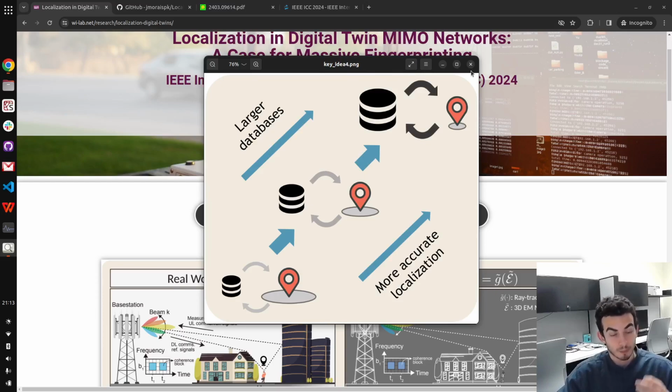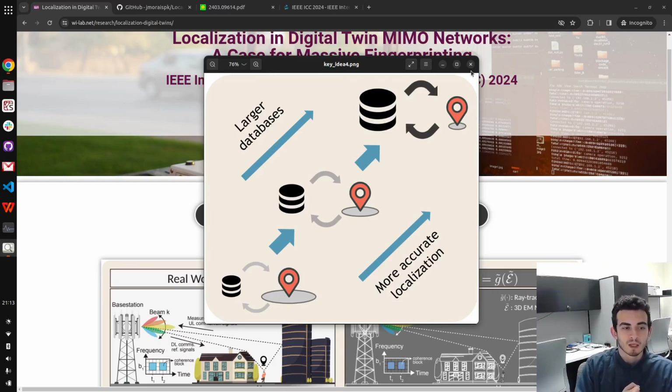Now, the problem is increasing a database is very hard for fingerprinting because it requires going outside and performing measurements, especially if you want a large database. You have to perform measurements in different beams, bands, with different base stations. So it's hard and it takes a long time and a lot of human effort.